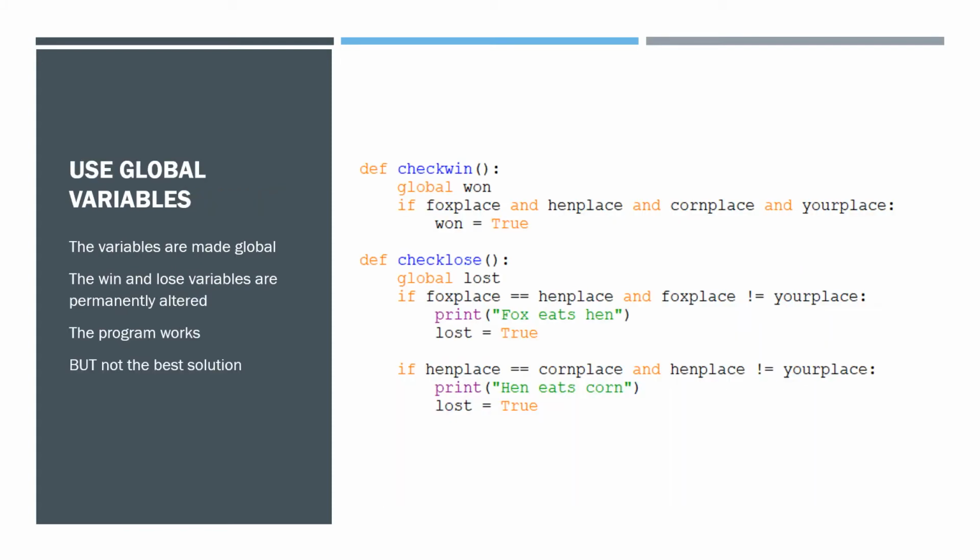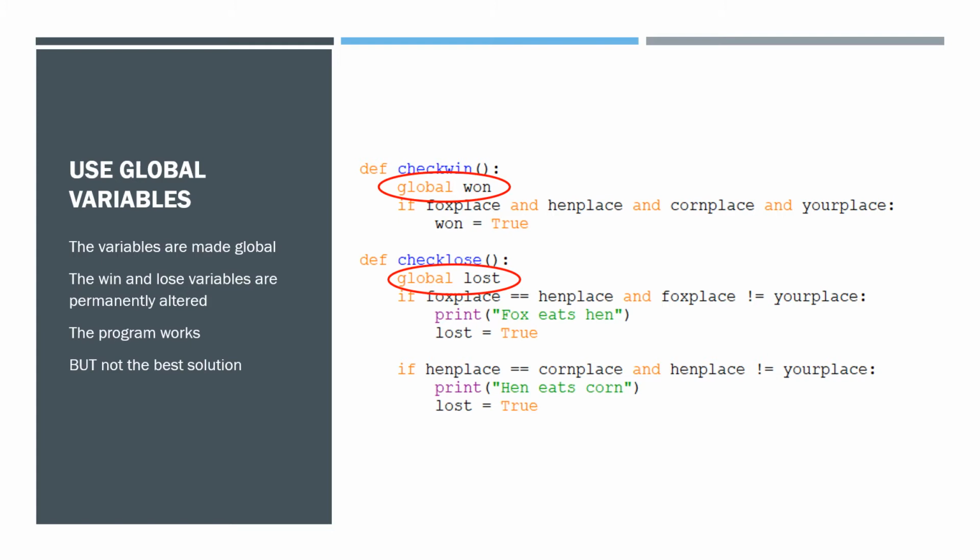However, if we do decide to use this method, we do it in Python by writing inside the procedure that we want to treat the variables as global. So here I've set the variable won that says whether you've won the game or not as global. And that means that when that value of won is set to true, this will overwrite the value of the won variable in the main program. And I've done the same thing with the variable lost in the check lose procedure.